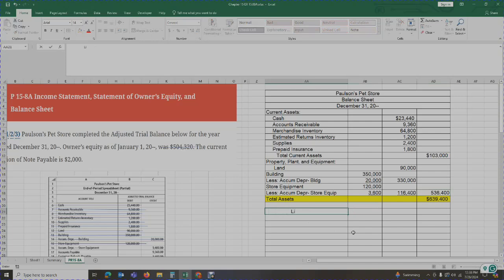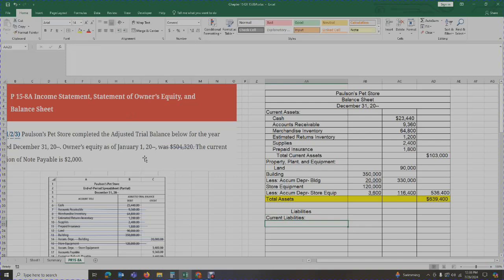Now from there, we're going to bring in our liabilities. Liabilities are also going to be broken down between current liabilities and long-term liabilities. Current liabilities are any liabilities that are due within a year or less. You have to cancel those liabilities within a year or less.